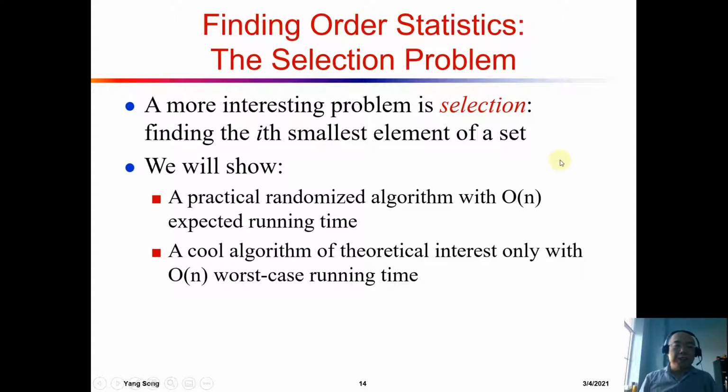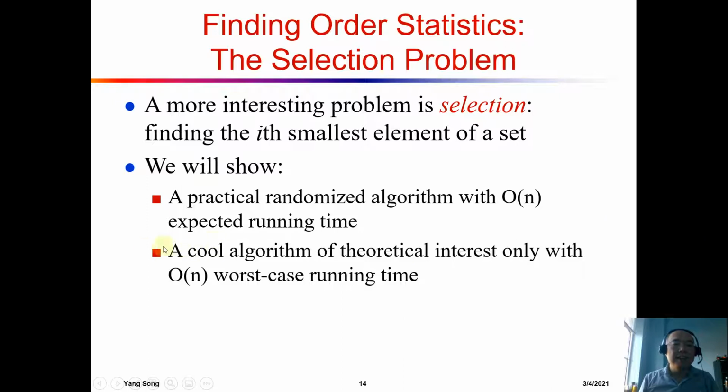And in this class, we are going to show 2 different algorithms. Number 1, this is a practical randomized algorithm with O(n) expected running time. But in the worst case, it's not O(n). So it's kind of similar to quicksort. If you look at the worst case, it's not impressive, but in the general case, it should be good enough.